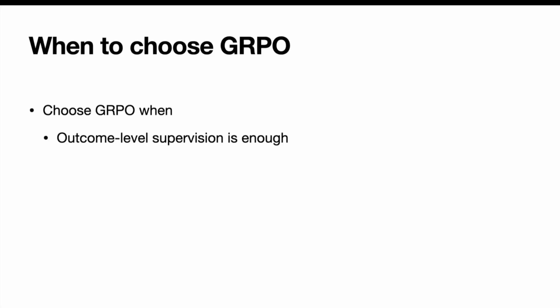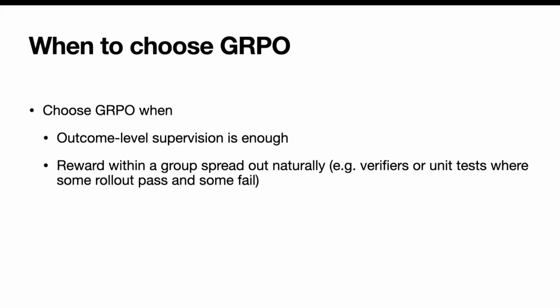Then, when should we choose GRPO? GRPO is a good choice when outcome-level supervision is enough. In other words, we only need to know whether the final answer is good or bad, instead of estimating detailed token-level advantage with a value model. GRPO also works well when rewards within the sampled group spread out naturally. For example, in math or code tasks, some completions may pass the verifier or unit test, while others fail. This gives a clear relative signal within the group.